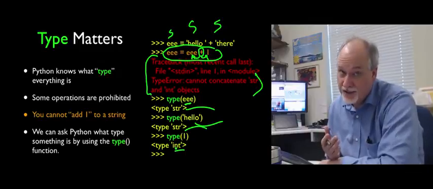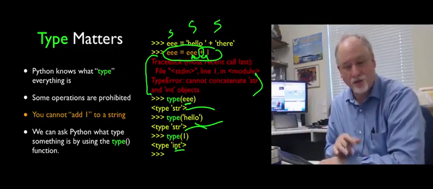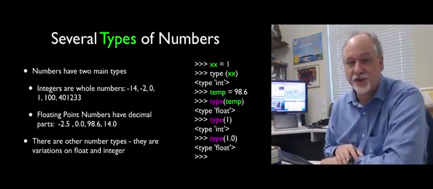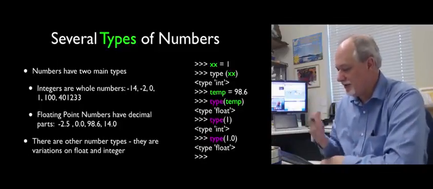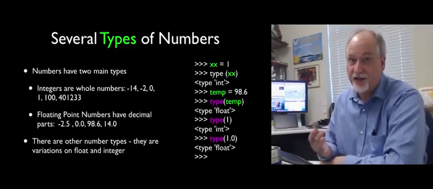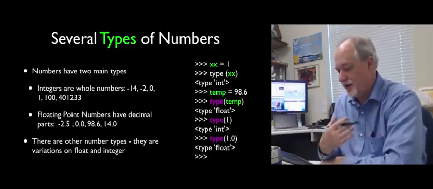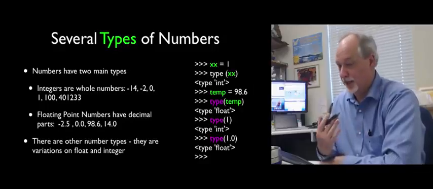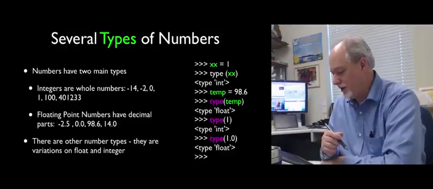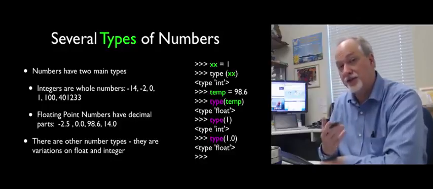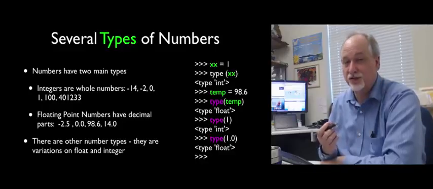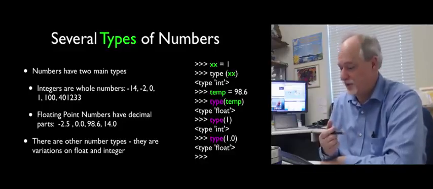So it's picky about the type, but it'll also share with you what it believes the type is. And there's several types of numbers. As I've already mentioned, there are integers, which are the whole numbers. They can be positive and negative and 0. And then there are the decimal numbers, the floating point numbers, like 98.6 or negative 2.5 or 14.0. Python knows these as well because it does division differently if it's presented with two integers, or an integer and a float, or a float and a float.